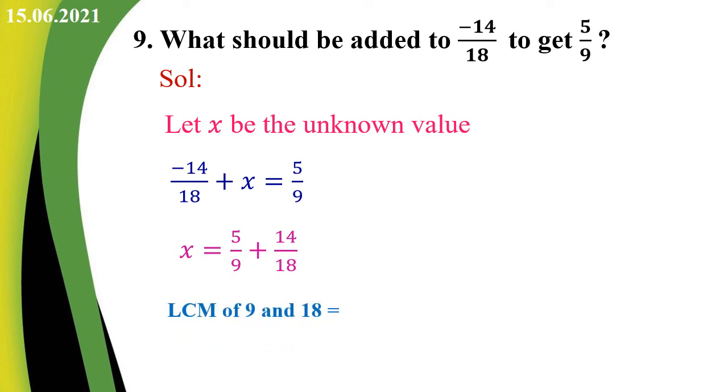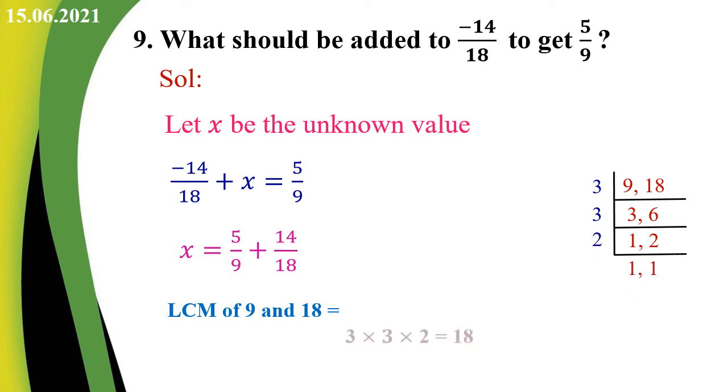So now check the denominators. Denominators are different. Now take the LCM. LCM of 9 and 18. On dividing by 3, 3 3s are 9, 6 3s are 18. We get 3 comma 6. And on dividing by 3, 1 3 is 3, 2 3s are 6. On dividing by 2, 1 2 is 2. Therefore, 3 into 2, which is equal to 18. LCM is 18.